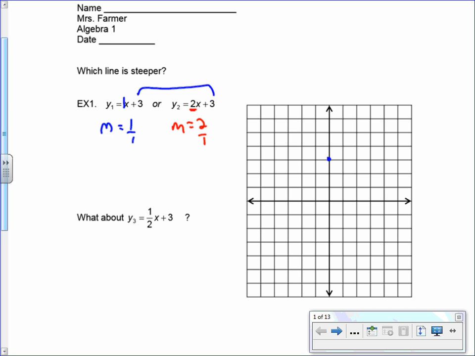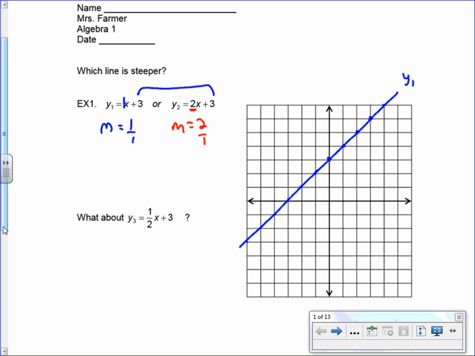So I'm going to graph first y1, and I'm going to do that in one color. Start at this 3, and rise 1, then run 1. Fill up the graph paper. Nice straight line, and label it y1.